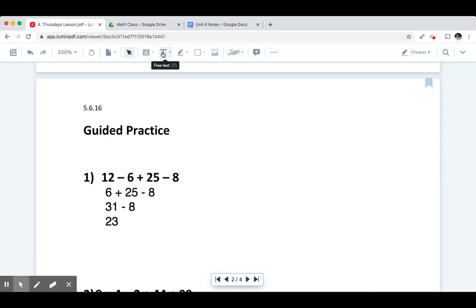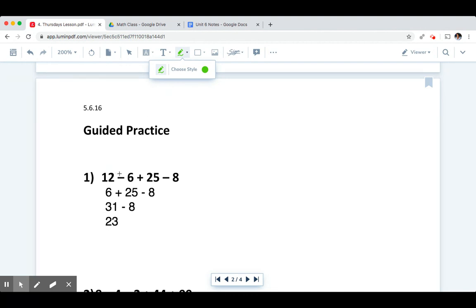We're going to go over the guided practice questions. If you haven't done them on your own, you need to pause the video and do them on your own first. Because if you just listen to the video, then you will not learn how to solve the expressions. So make sure to try it on your own and then come back to check your work.